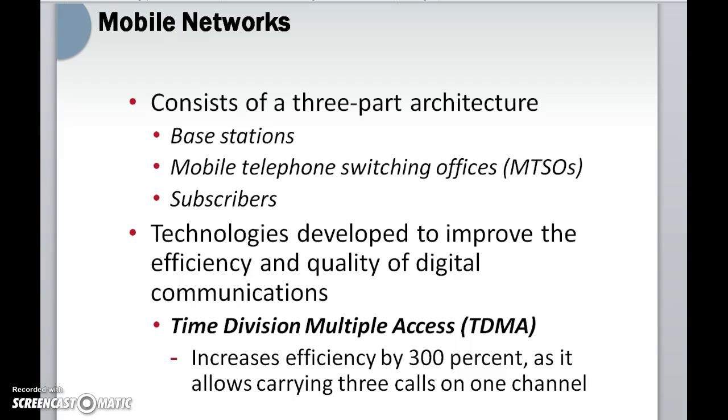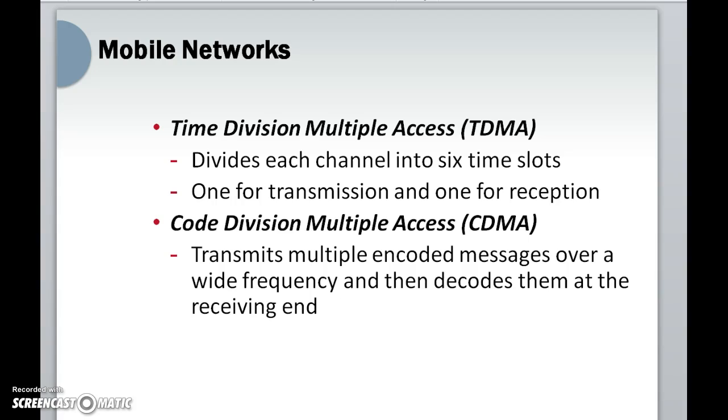One of them is called time division multiple access and the other code division multiple access. Time division multiple access divides each channel into 6 time slots. Each user is allocated 2 slots, one for transmission, the other one for reception. This method increases the efficiency by 300% as it allows carrying 3 calls on one channel. The other one, code division multiple access, transmits multiple encoded messages over a wide frequency and then decodes them at the receiving end.